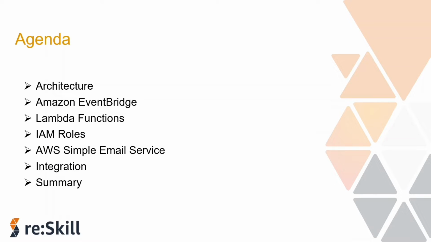Okay, so what's the agenda for today? First, we will be seeing the architecture that we are going to implement. After that, we will be seeing some services that are used in our architecture, that is EventBridge. Then we will be seeing about Lambda functions. Then what is an IAM role, followed by AWS Simple Email Service. And then at the last, after getting an idea about all the services, we will jump directly to the hands-on.